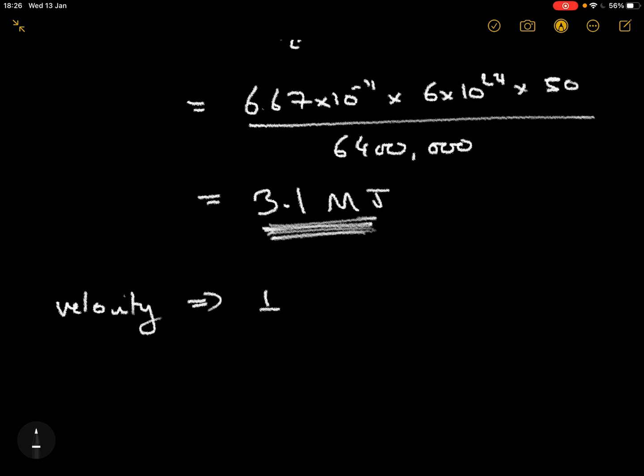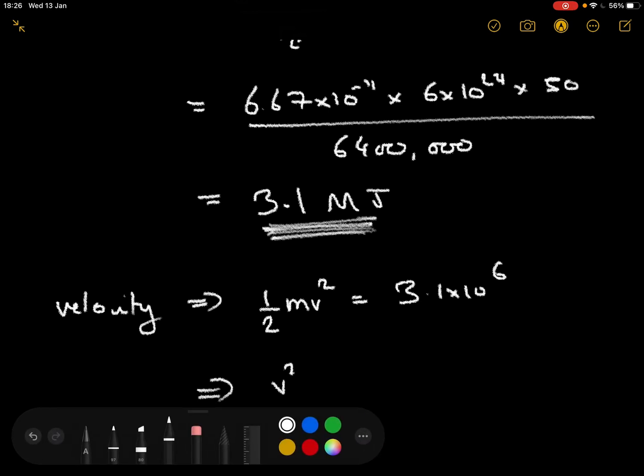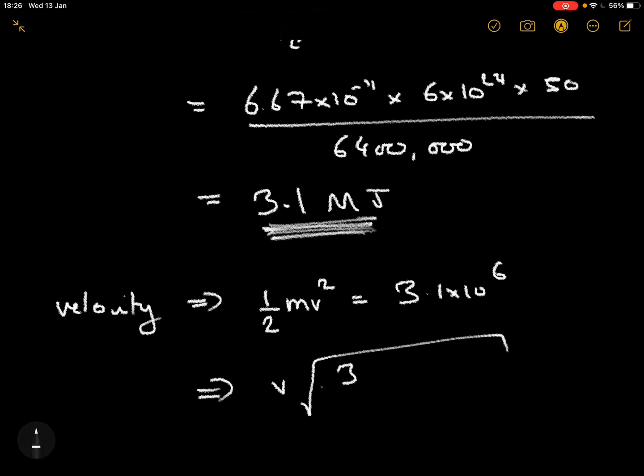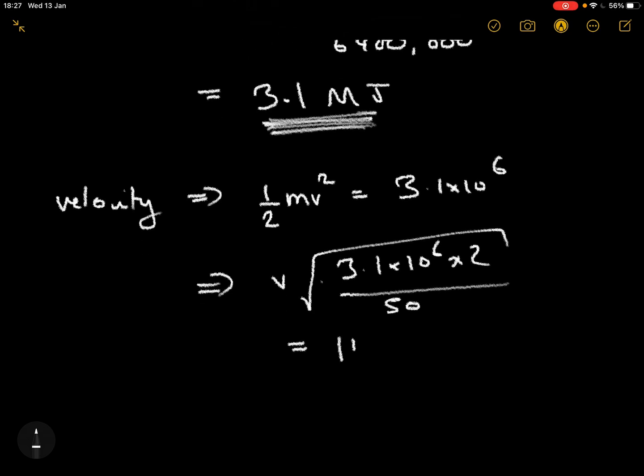Well, that is half mv squared is equal to 3.1 times 10 to the 6. We do our rearranging, so that gives us v. V is equal to the square root of 3.1 times 10 to the 6 times 2 over the mass of the person, which is 50. And what that gives us is an escape velocity of about 11 kilometers per second.